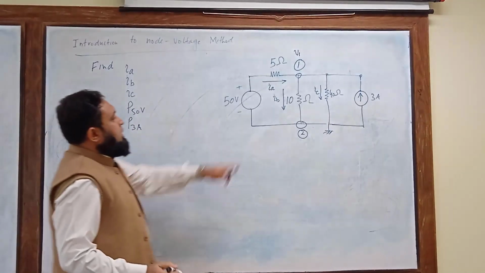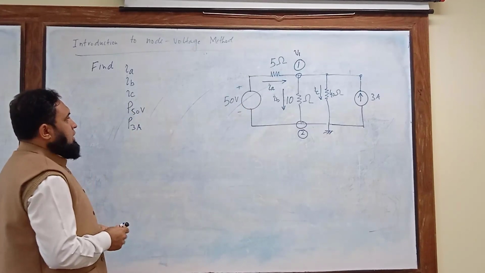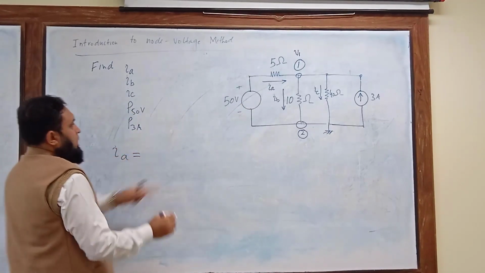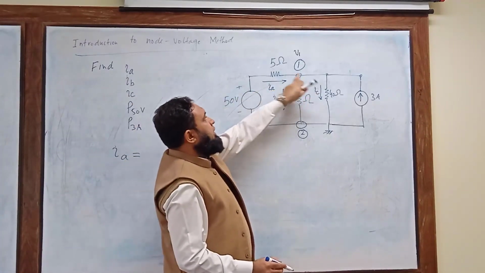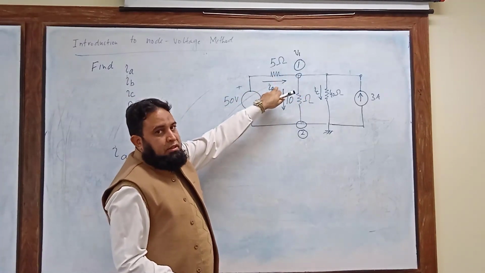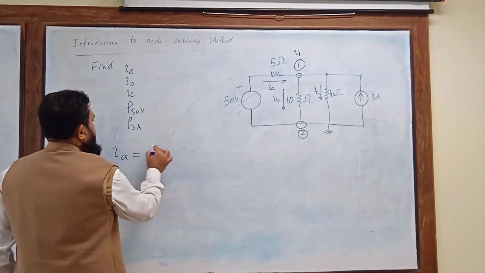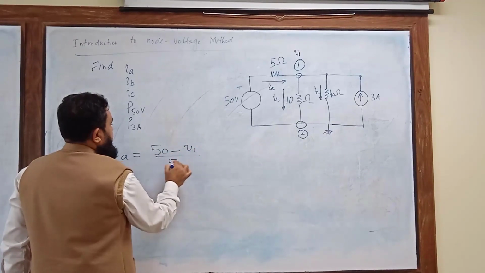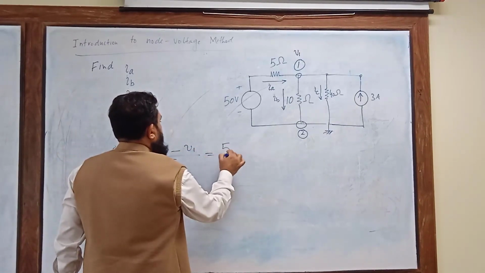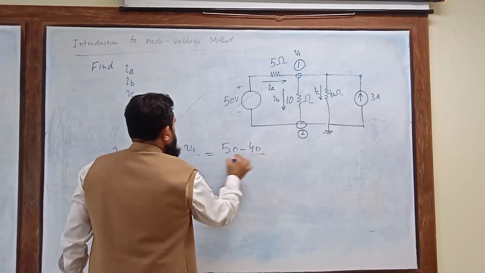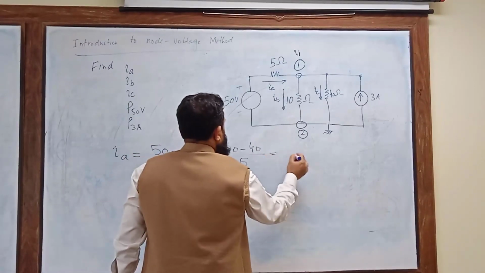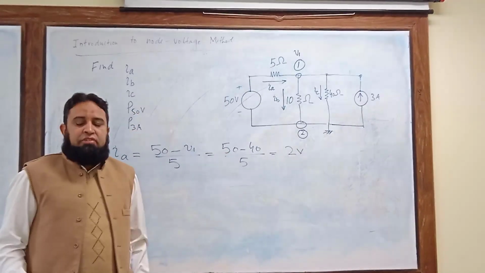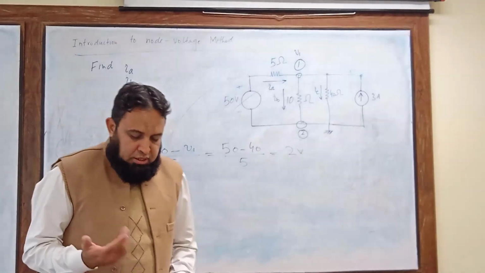If you look at the direction, IA is equal to (50 minus V1) divided by 5. Just look at the direction. And V1 is 40 as we computed, so 10 divided by 5, and this is equal to 2 ampere. So it can be easily computed.